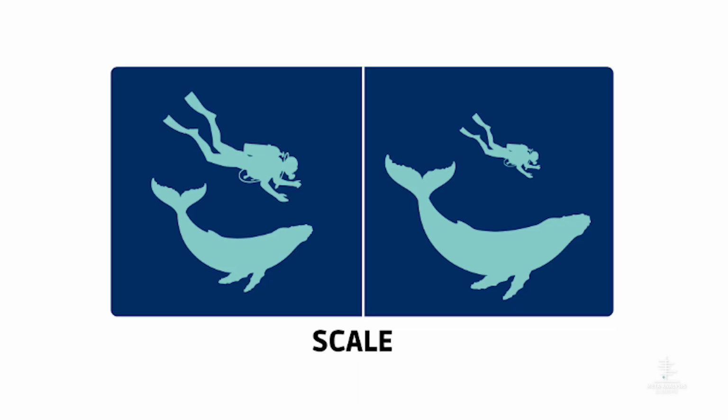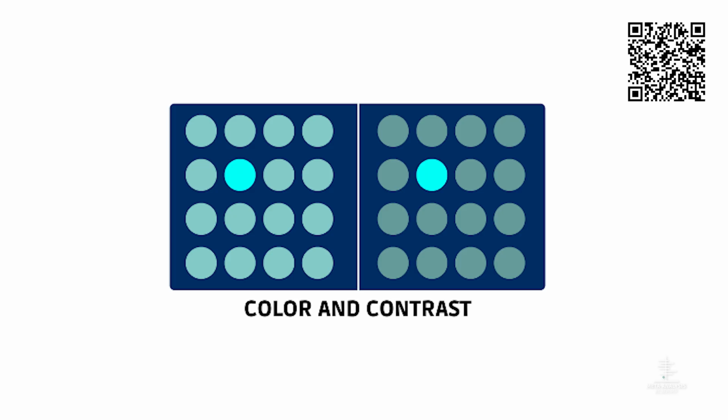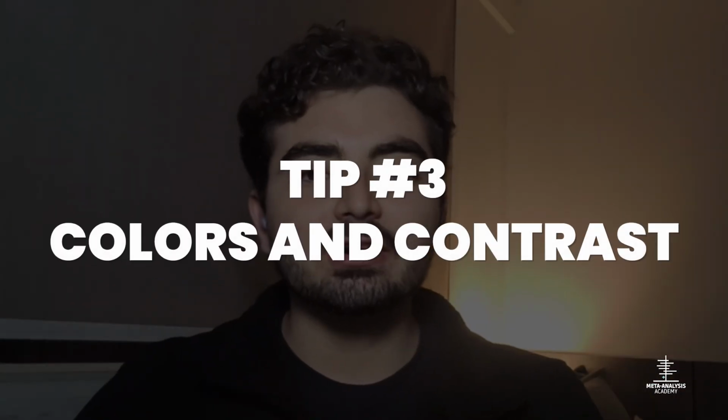And how do you do that? Here are 3 key ways. Scale. Making an image, graph, or key number slightly larger immediately attracts attention. Alignment. This is extremely important and often ignored, but it's what separates polished posters from the messy ones. Color and contrast. Choosing the right colors is essential not only for aesthetics but also for readability and the visual hierarchy.